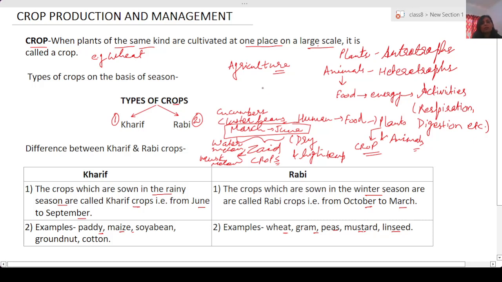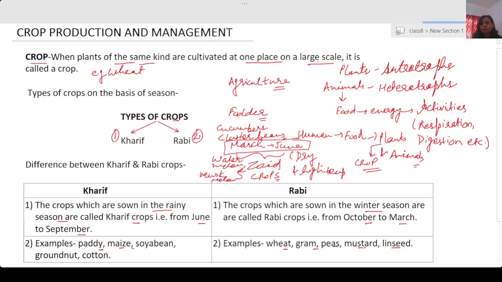And along with this, sometimes we also see fodder. Fodder is what? It is the chara for the animals basically. So animal feeding crops also are grown. Okay, they are also called as the zaad crops. Now let us move to the next part.